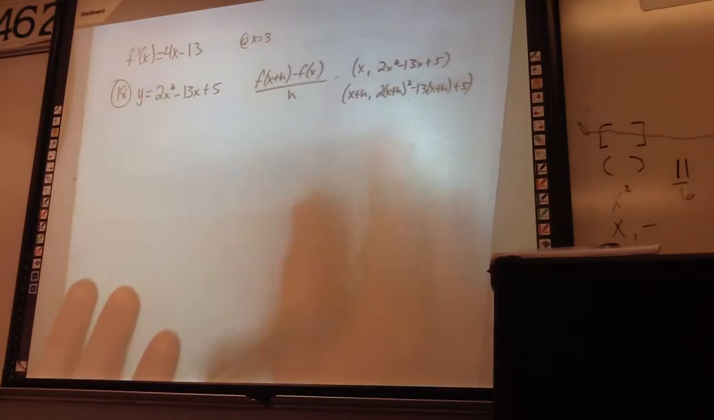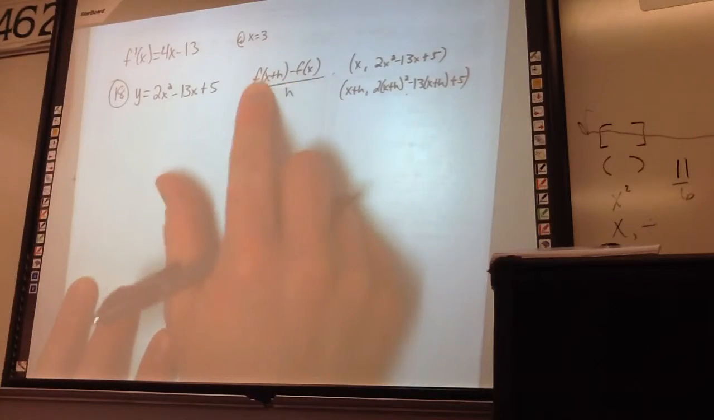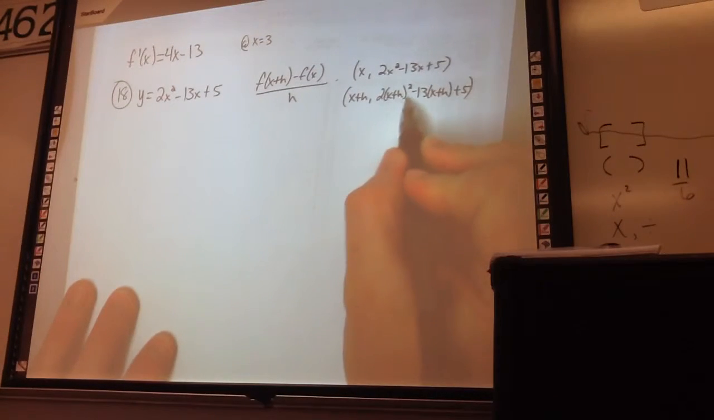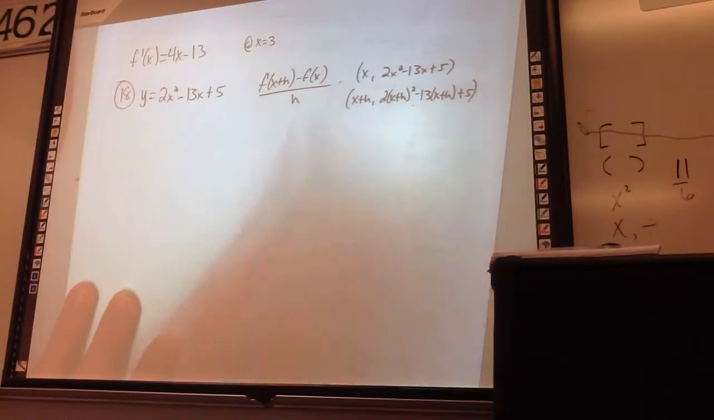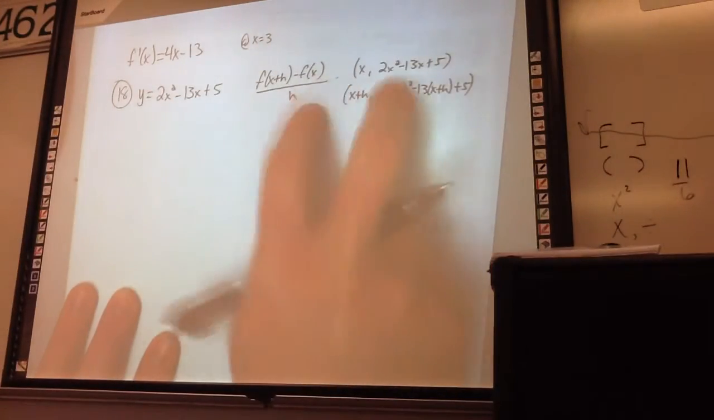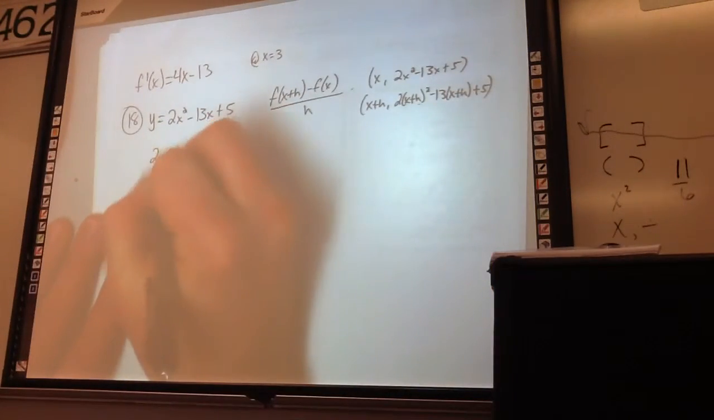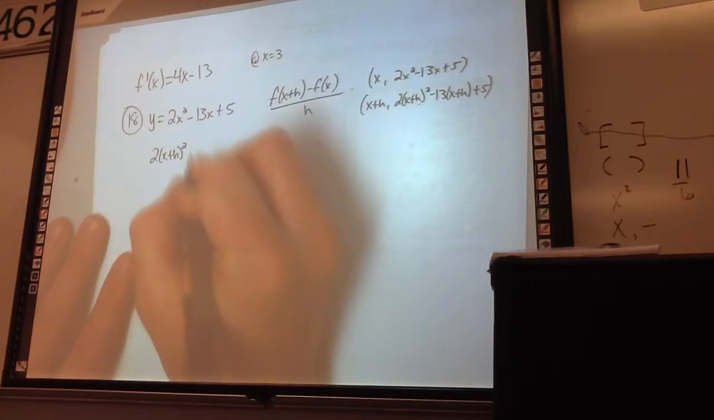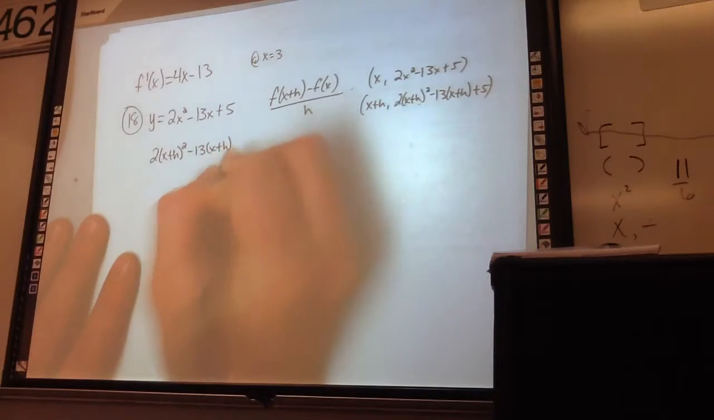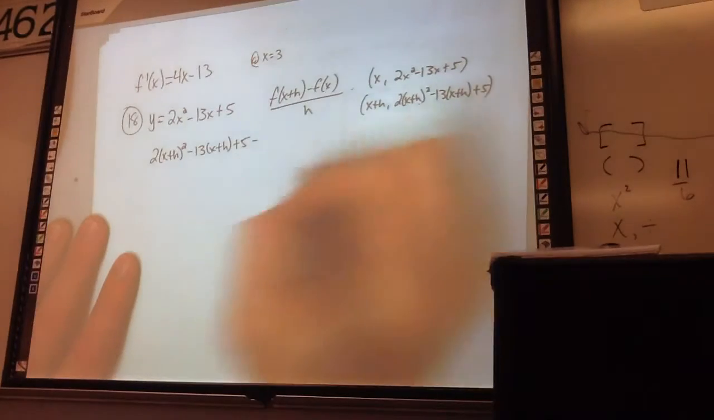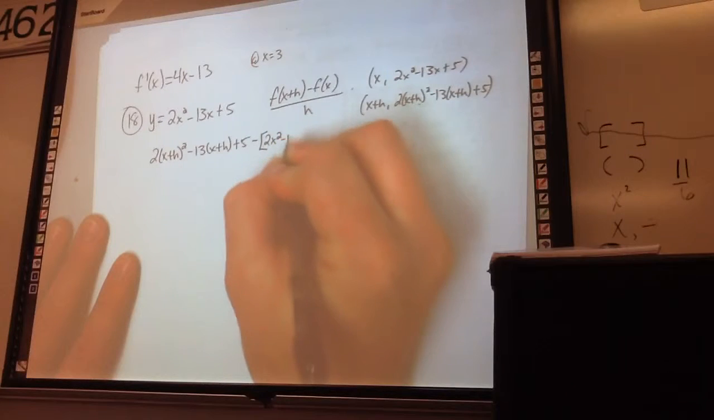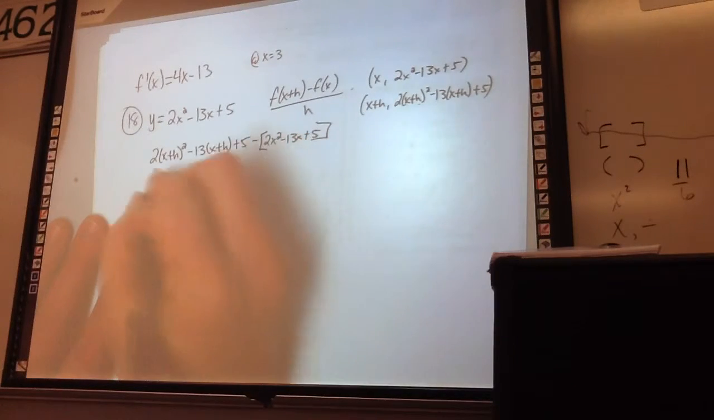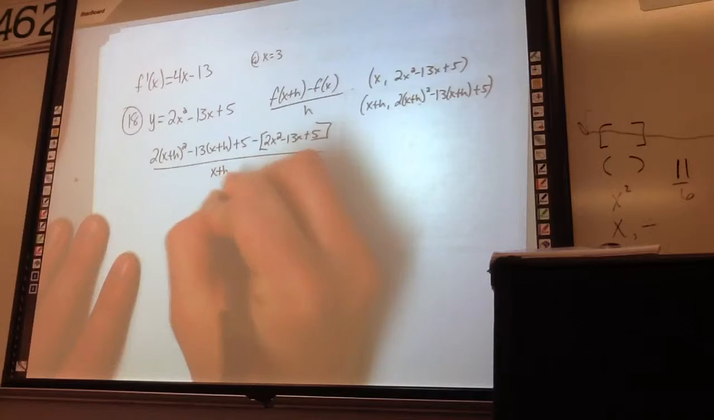But do you see how this is the same as this? If you subtract these, you're doing f of x plus h minus f of x. And then on the bottom, you're going to do x plus h minus x, and you're just going to have h. So these are the same thing, because I will have 2 times x plus h squared, minus 13 times x plus h, plus 5, minus, and make sure you do a parenthesis, 2x squared minus 13x plus 5, over x plus h minus x, so that's just h, right?